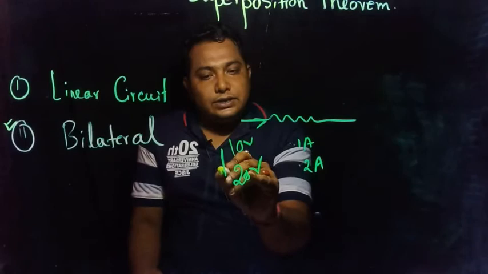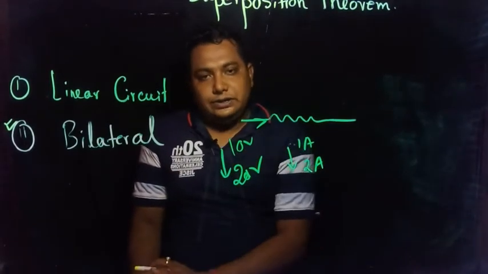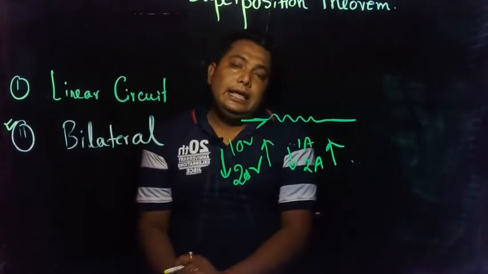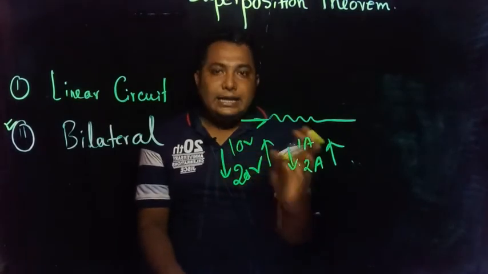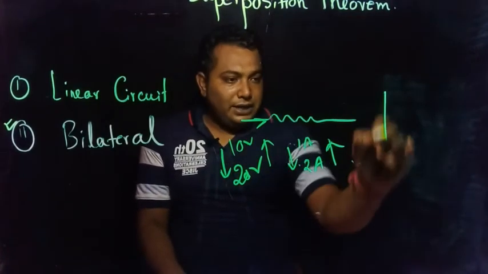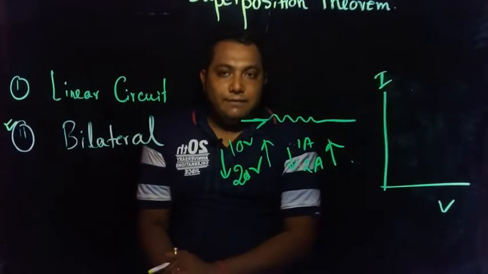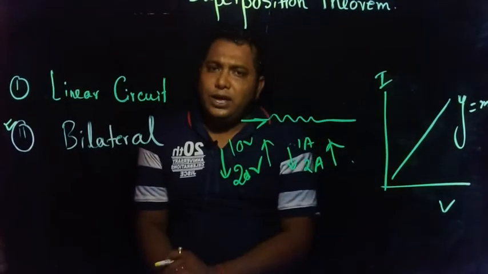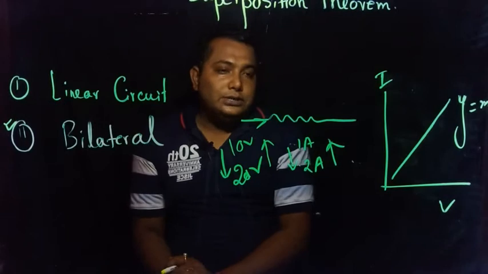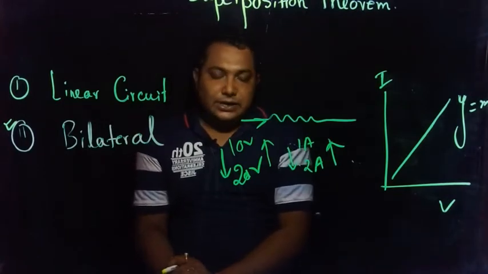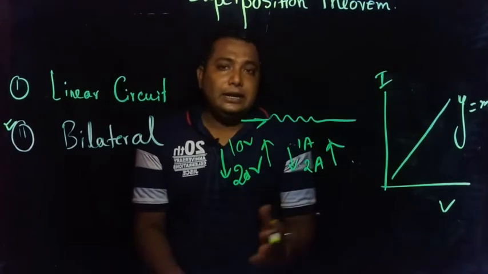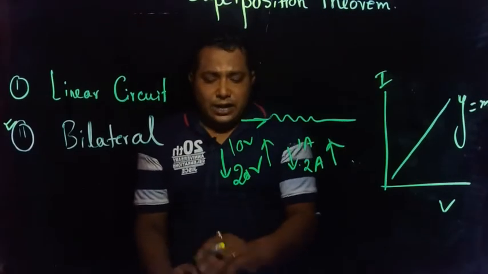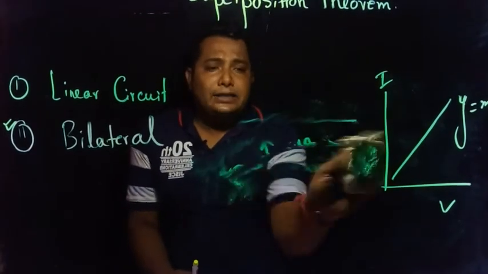So when the voltage is increasing, the current is also increasing. At the same time, with decreasing voltage, if the current is decreasing, then we can say that between voltage and current we have a linear characteristic. That means if we draw a curve between V and I, we will get a straight line, that is y equals mx plus c. The element which follows this characteristic equation is known as a linear element, and a circuit which contains a linear element is a linear circuit. So these are the conditions for applying the superposition theorem.